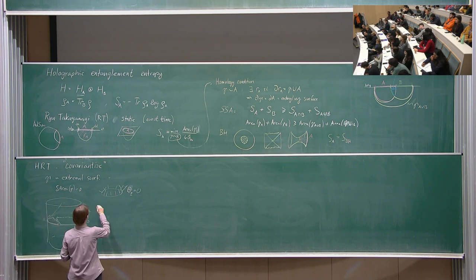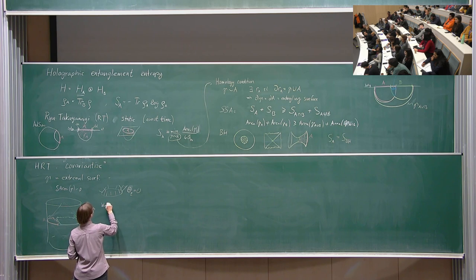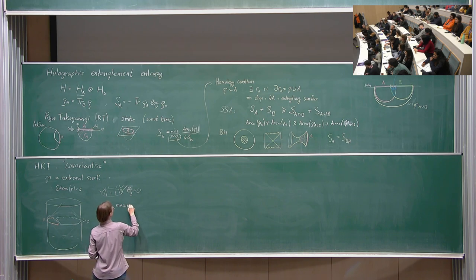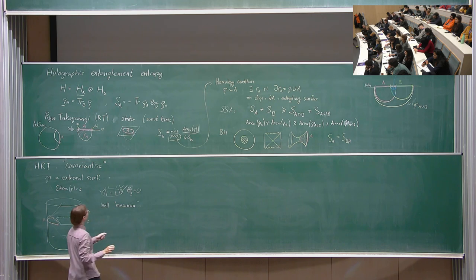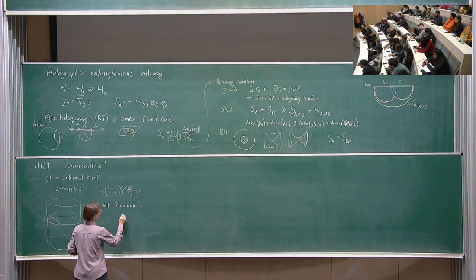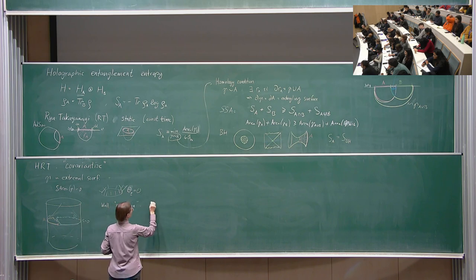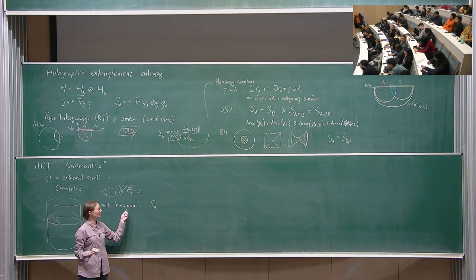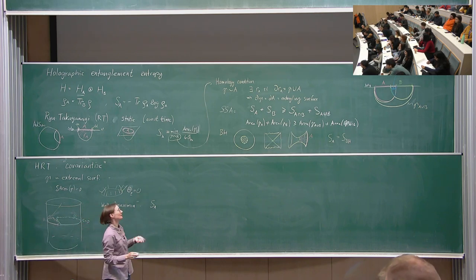This was due to Aaron Wall, who rephrased this prescription as a maximin construction. What that does is define again the entanglement entropy, let me say, for a single region, and then we'll utilize it to prove SSA.